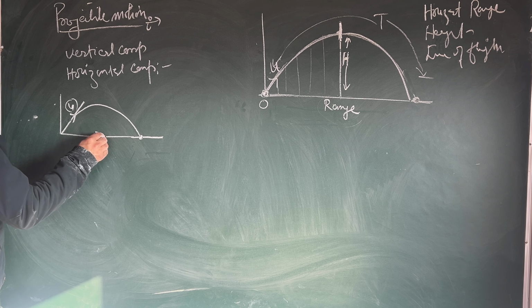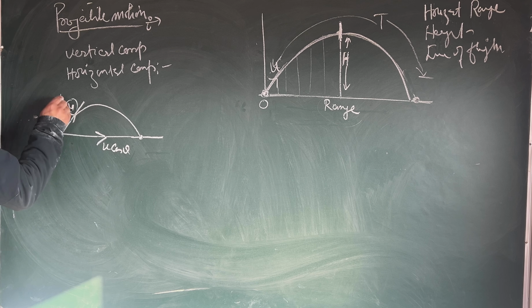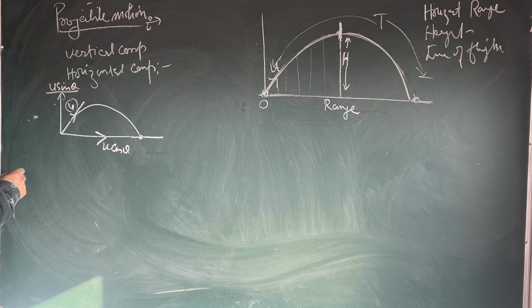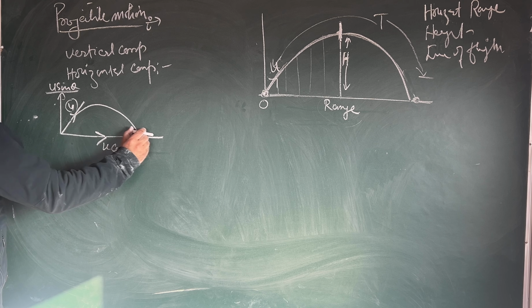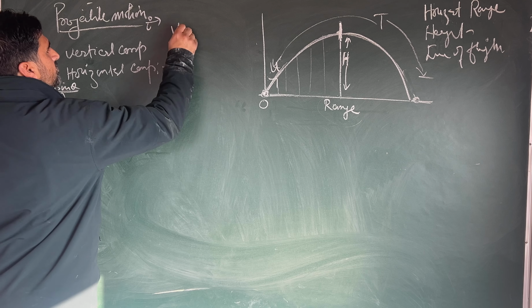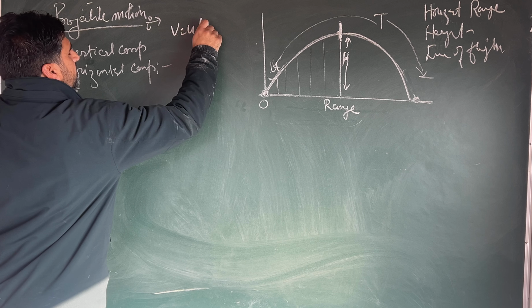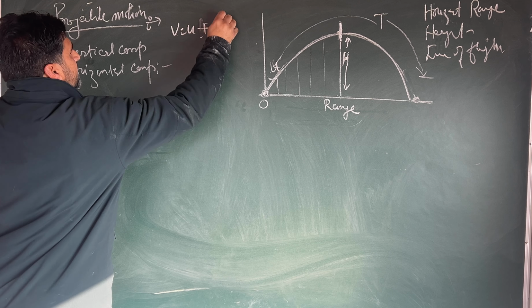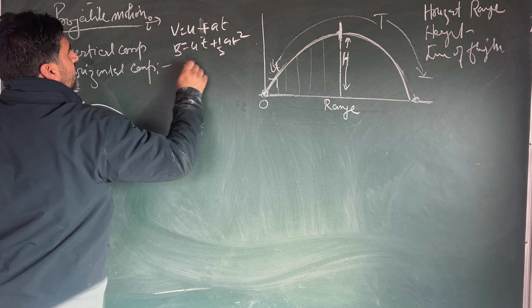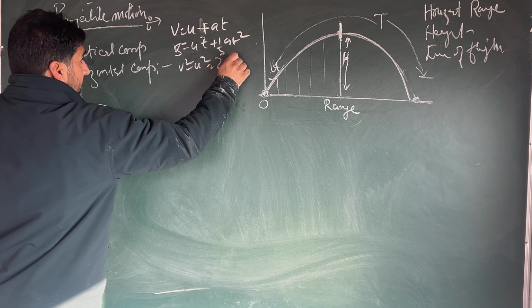It has a horizontal component u cos theta and a vertical component u sin theta. The vertical component of velocity is u sin theta, which goes vertically up, and the horizontal component of velocity is u cos theta. You have to remember that projectile motion is a two-dimensional motion, but you are using one-dimensional equations of motion to solve it. So you have to use v = u + at, s = ut + 1/2 at², and v² - u² = 2as.